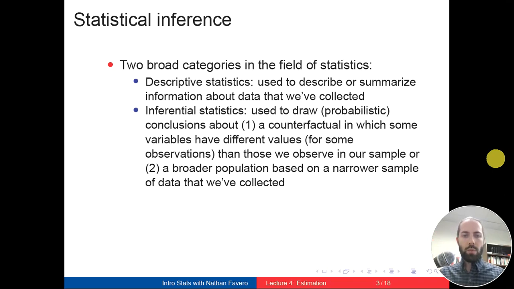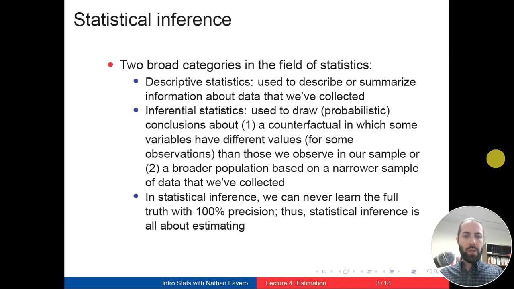So we will talk more about both of these concepts, either trying to draw a conclusion about a counterfactual or about a population, as we proceed through the lecture. But that is what we mean when we're talking about inferential statistics: trying to draw probabilistic conclusions about one of those things. One important thing to note about statistical inference is that there's always going to be uncertainty. We can never learn the full truth with 100% precision or certainty. Thus, statistical inference is all about estimating, hence the title of this lecture, that it's about estimation.